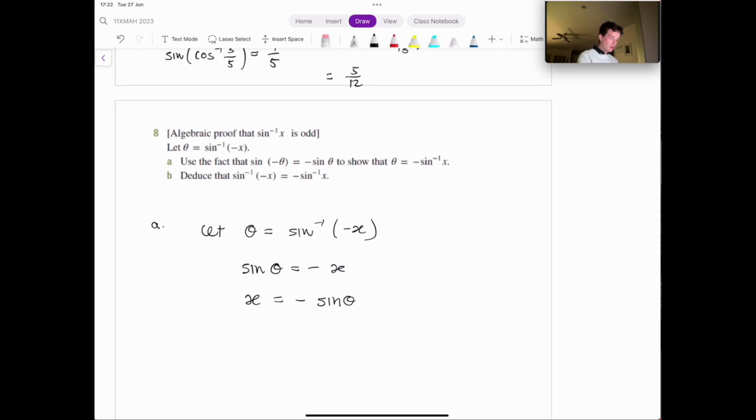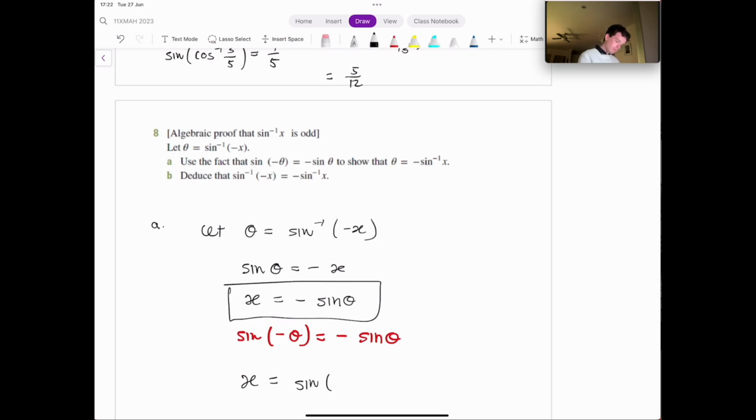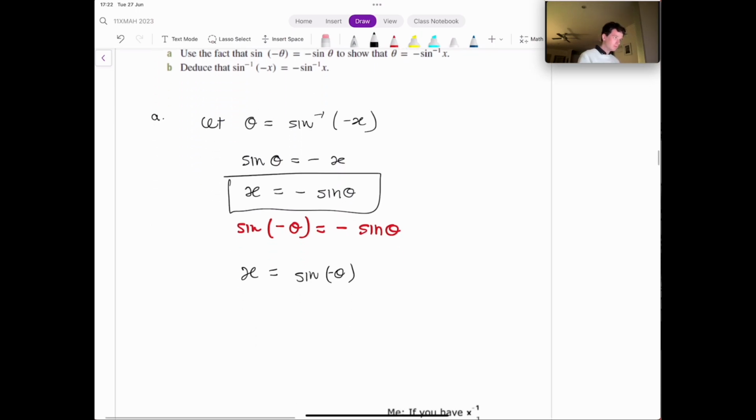Now, we know that sine of minus theta is equal to minus sine of theta. So, using that information, x is going to be sine of minus theta. Swapping that all around, that would make minus theta equal to sine inverse of x, or in other words, theta is minus sine inverse of x.